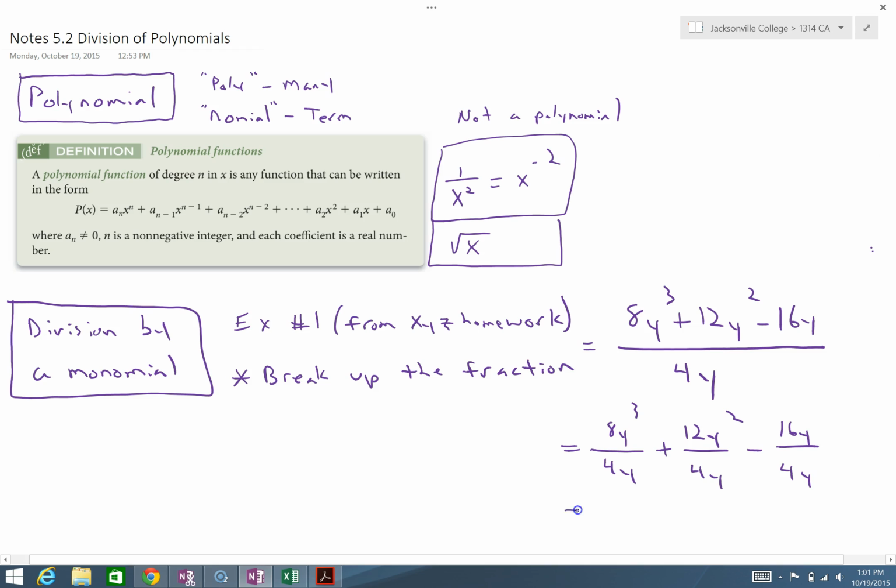So 8y cubed divided by 4y, 8 divided by 4 is 2, and y cubed divided by y to the first is y squared. When we're dividing, we subtract the exponents. Plus 12 divided by 4 is 3, y squared divided by y is y. And then lastly, 16 divided by 4 is 4. Preserve my operator. y divided by y is y to the 0 or 1. We don't have to write that times 1 here. So this is my quotient.